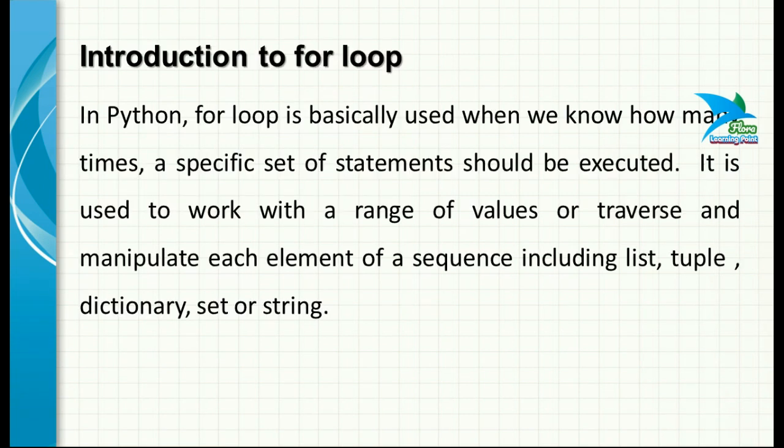So first we'll discuss the for loop. In Python, a for loop is basically used when we know how many times a specific set of statements should be executed. It is used to work with a range of values or traverse and manipulate each element of a sequence, including list, tuple, dictionary, set, or a string. But on the other hand, while loop is a condition-based loop.